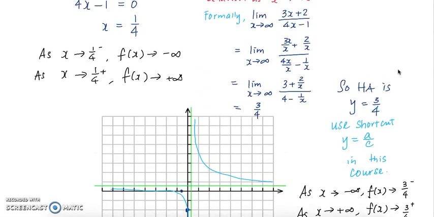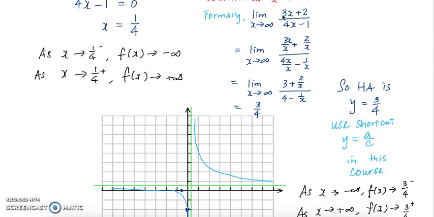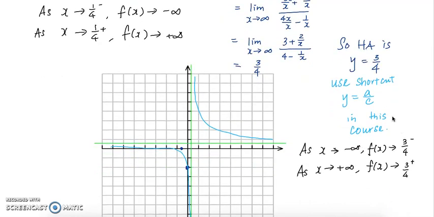Using the shortcut, you notice that the 3 and the 4 match the 3x and the 4x that you see in this form of a function. So in this course, we can say that the horizontal asymptote is always y equals a over c.